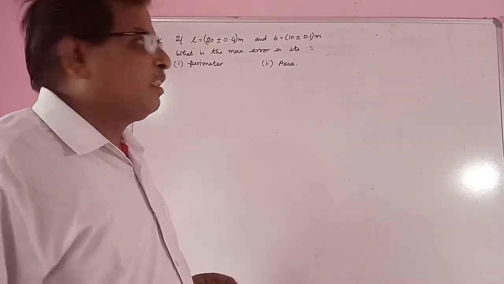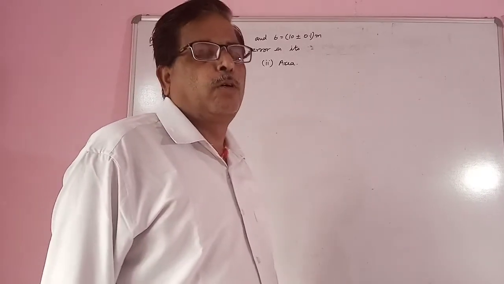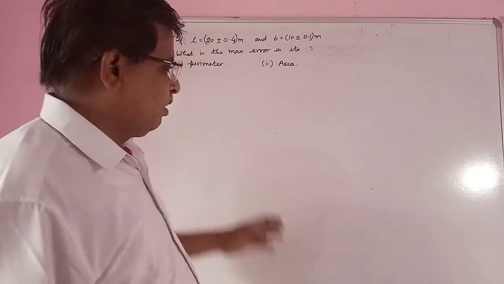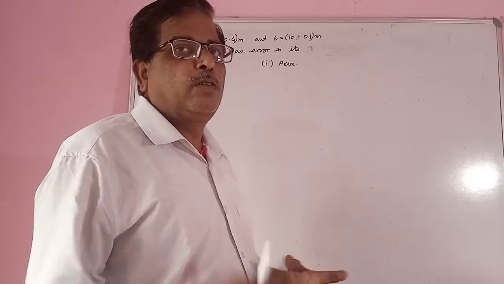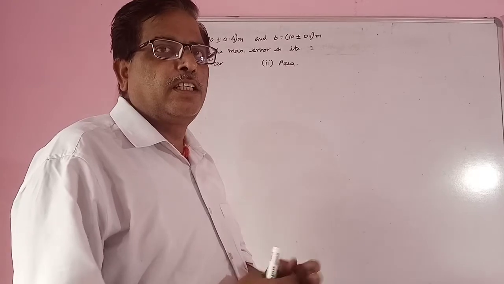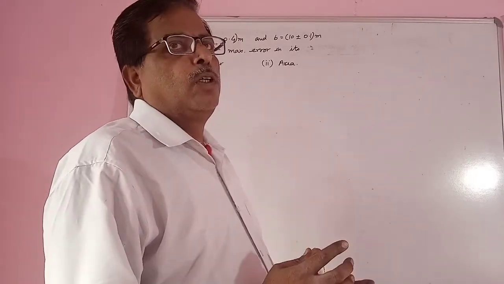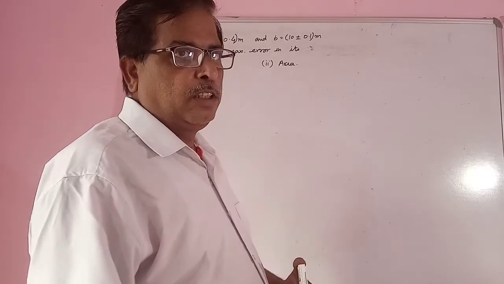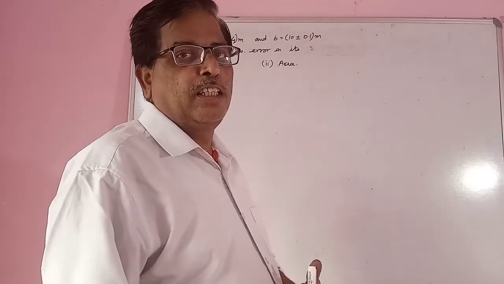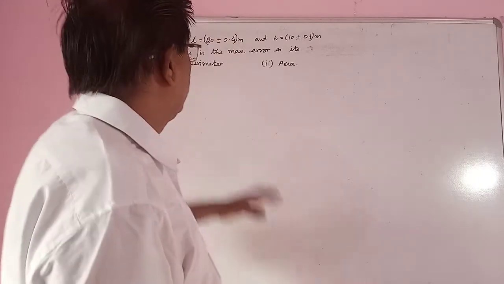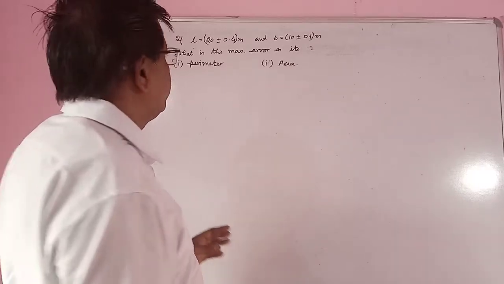In today's lecture we will discuss a numerical problem. In the last two videos we discussed the calculation of error in case of a combination of two quantities, and what the net error will be in that case. So here we take a simple example to understand all these things.